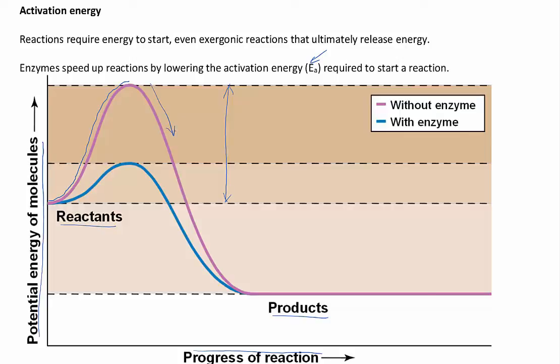to completion. Whereas when you use an enzyme, you can see that you've actually reduced how much energy is required for that reaction to go to completion. So in fact, you're only using about this much energy. And this illustrates how you are using an enzyme to lower the activation energy required to start a reaction.